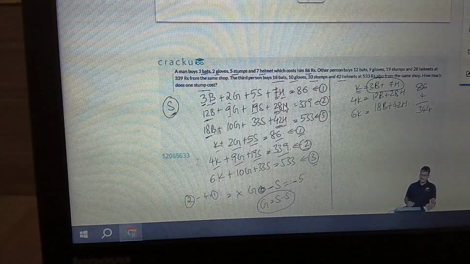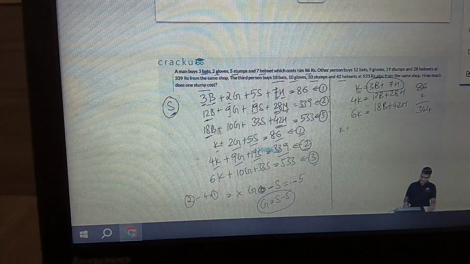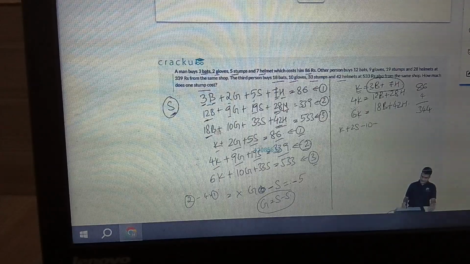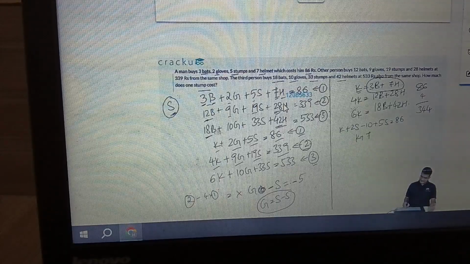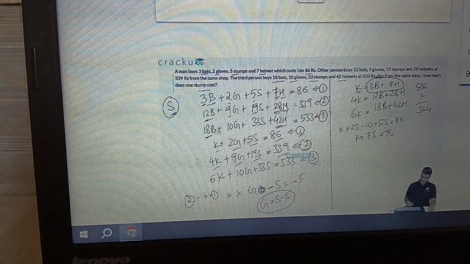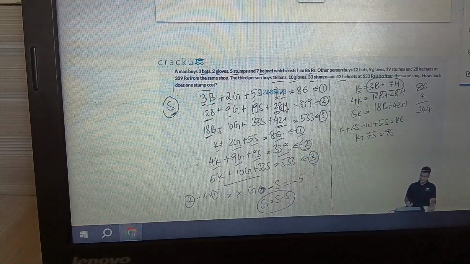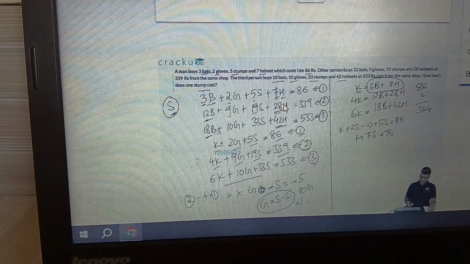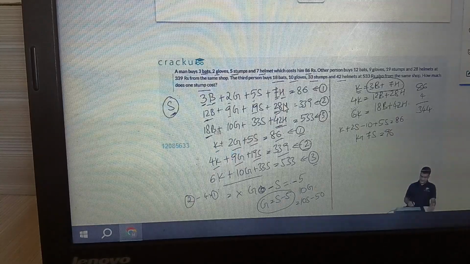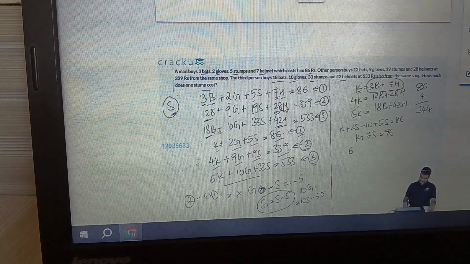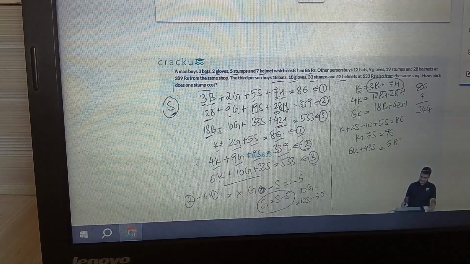We'll substitute this in the first equation. So k plus 2g plus 5s is equal to 86, or k plus 2s minus 10 plus 5s is equal to 86. This would imply that k plus 7s is equal to 96. Similarly, we can substitute it in the third equation. What is the value of 10g? If g is equal to s minus 5, 10g will be equal to 10s minus 50. Therefore, 6k plus 10g plus 33s will become 6k plus 43s is equal to 583.